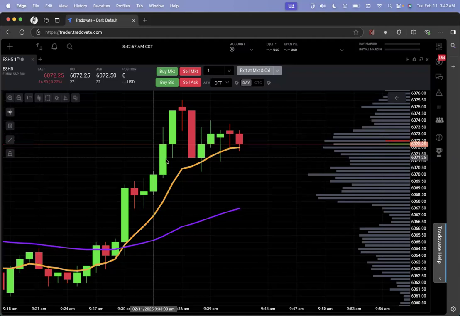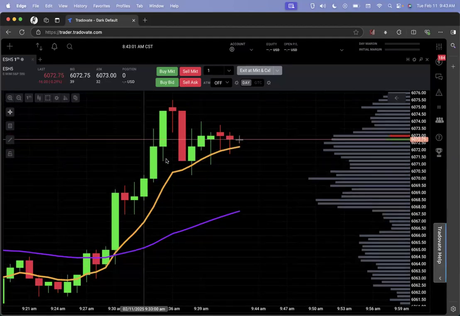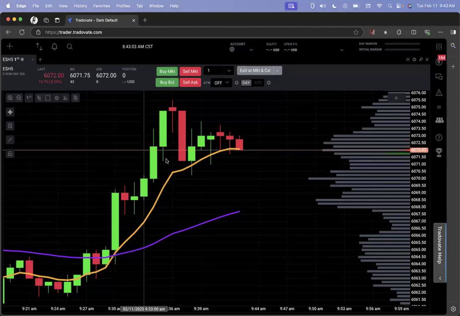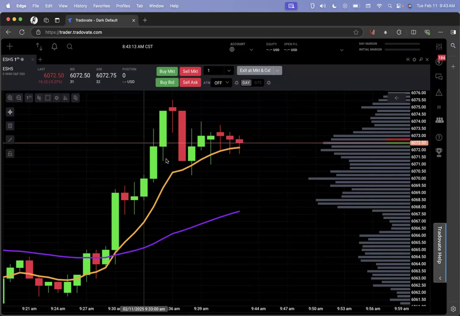Are you in a long or a short, Watson? I'm still just watching. It's still holding the 9, so until it breaks the 9, I'm pretty much just spectating right now. We could get a bounce up off the 9 since it's still supporting it.